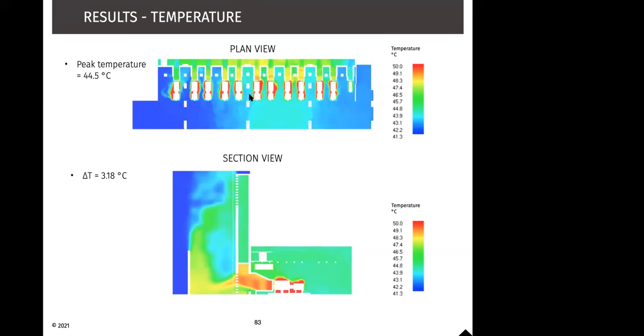And because you would expect that the central DGs would have the most amount of short cycling of hot air happening, there would be some amount of increase in temperature in the central part of the room. So we see for the central part of the room, the peak temperature is somewhere around 44.5 degrees for an ambient of 41.3, and we have a delta T of 3.18 degrees. So you can study even for equipment how the system is behaving.